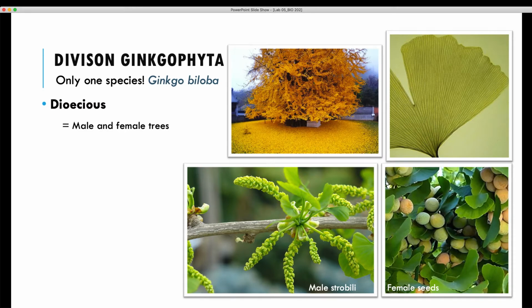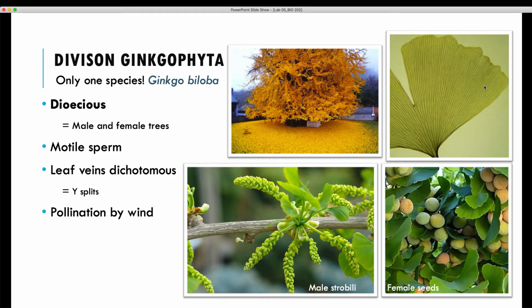So like I said, male and female trees. We still have motile sperm, but don't really use it. The leaf veins are dichotomous. I remember dichotomous is like Y-shaped branching. If you zoomed in really, really close, you would see Y divisions in the leaf veins as well. So those are our Y splits. We also have wind pollination in this group. And like I said before, fleshy ovules, and these are the male strobili.